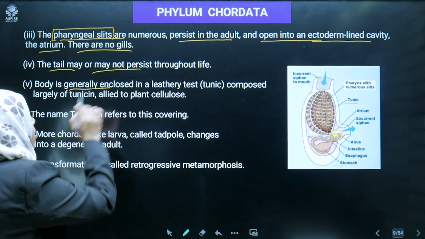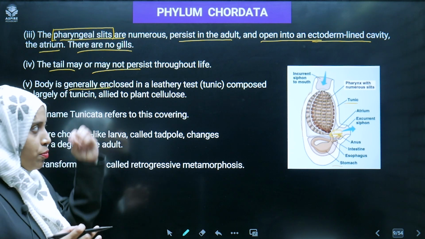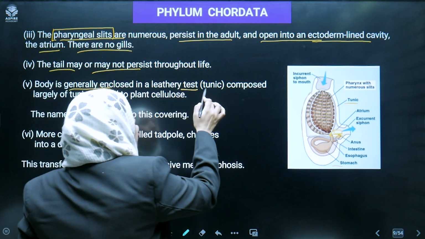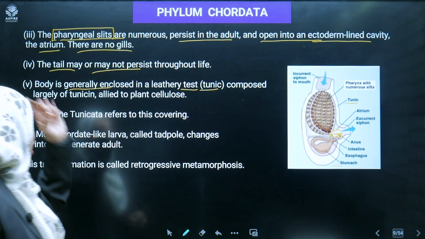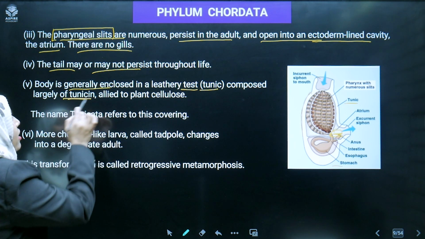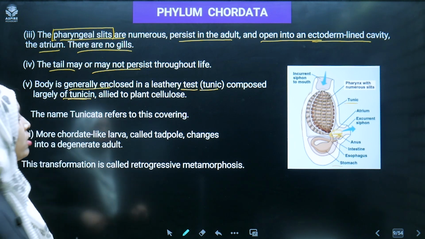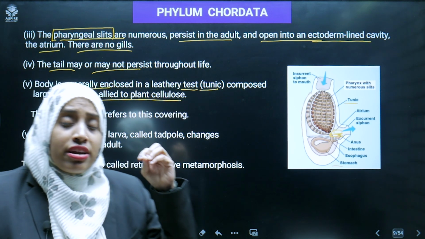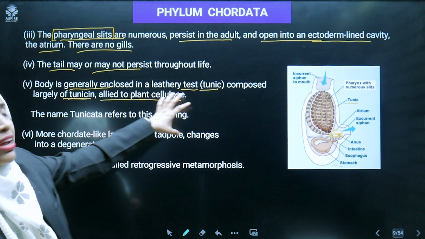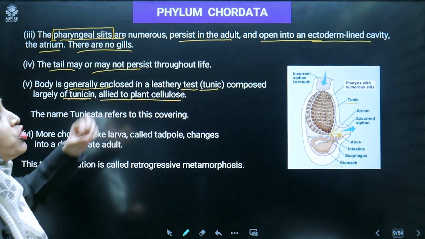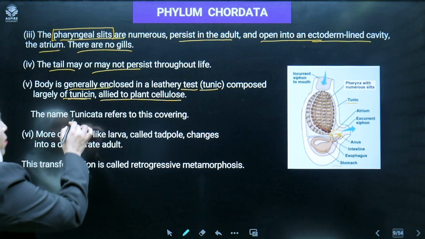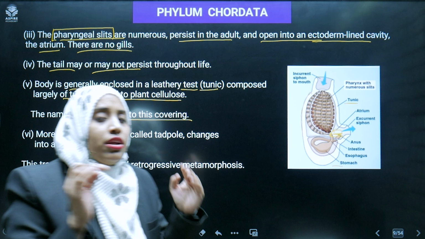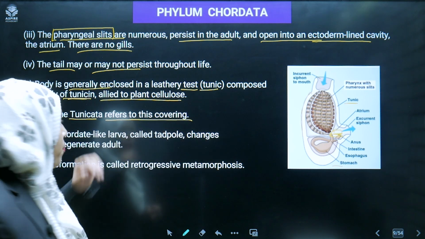Okay, body is generally enclosed in a leathery test. जो बॉडी होता है यूरोकॉर्डेट का, एक लेदरी कवर के अंदर रहता है. ठीक है, दैट इज नोन एज टेस्ट और ट्यूनिक. ओके, एंड दैट ट्यूनिक इज कंपोज्ड ऑफ ट्यूनिसिन. ठीक है, व्हिच इज अलाइड टू प्लांट सेल्यूलोज. जस्ट सिमिलर टू द प्लांट सेल्यूलोज, दैट इज ट्यूनिसिन, जिससे ट्यूनिक बनता है पूरे इस यूरोकॉर्डेट्स का. Now the name tunicata refers to this covering, क्योंकि ये ट्यूनिक से कवर होता है. ठीक है, so the name is given tunicata.